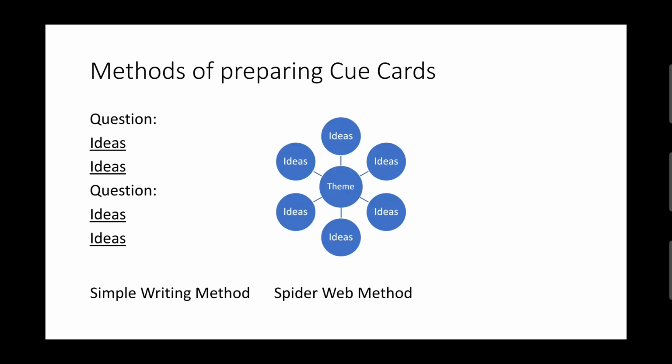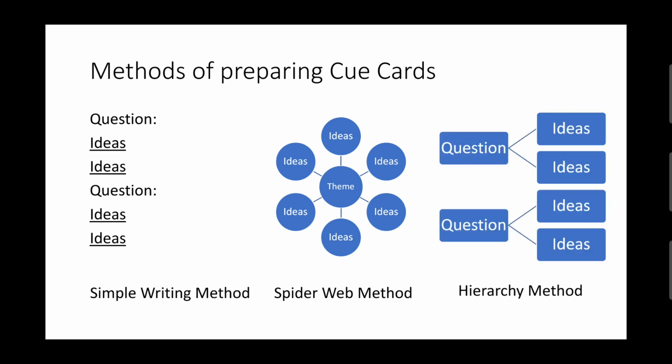Next is the spider web method. This is the most used method by the students. In this you write down the theme or the question in the center, and then you write down the ideas around it. But there is one mistake which can happen: your ideas sometimes cannot be in a serial order, which is not an important part, but it is good if they are in a serial order.